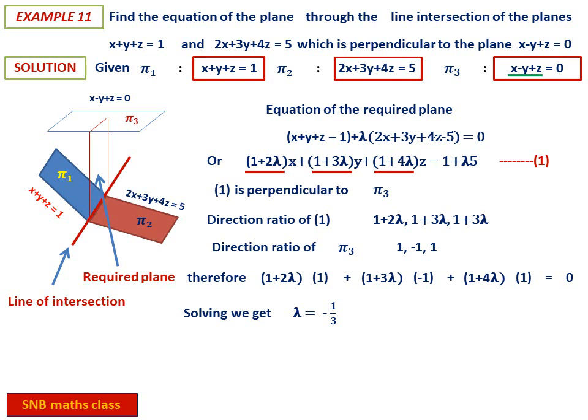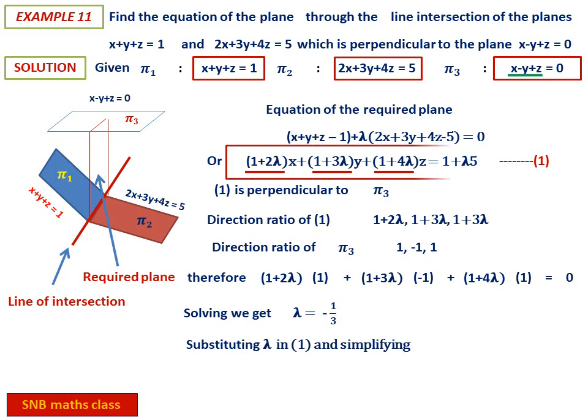Now substitute lambda equal to minus 1 by 3 in equation 1 and simplify. I have not shown the simplification, so please substitute and simplify yourself. You get x minus z plus 2 equal to 0. That means there is no y component in this equation. So this is the way we can solve the given question. Here, of course, you have to understand the given condition. Similarly, you can also find a plane parallel to a given plane. That is also possible. In that case, the condition is that the direction ratios are proportional.